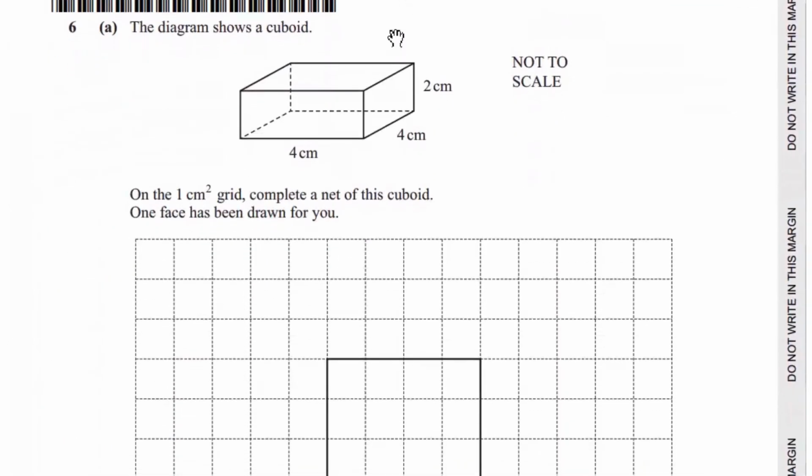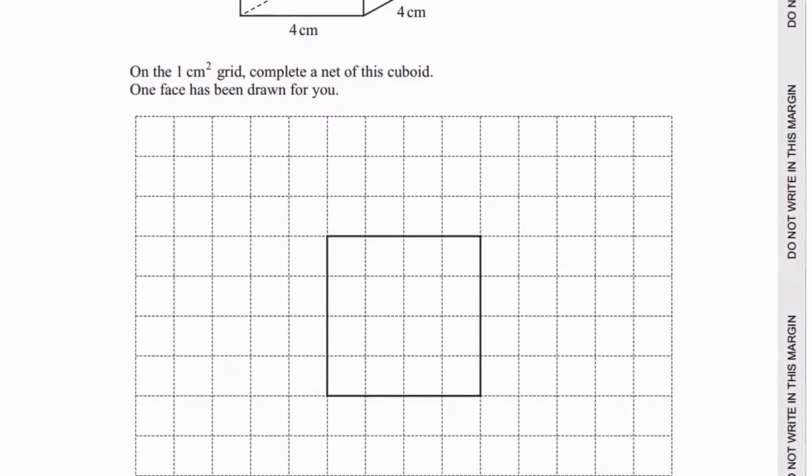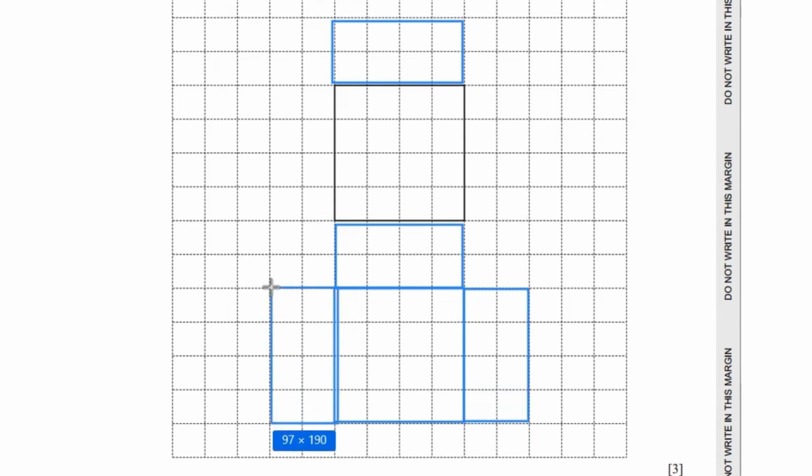Question 6 says a diagram shows a cuboid. On the 1 centimeter square grid, complete a net of this cuboid. One face has been drawn for you. This will be our 2x4 face. Then we have another 2x4. Then we have the 4x4. And then we have a 2x4 over here and a 2x4 over here. This is our net.